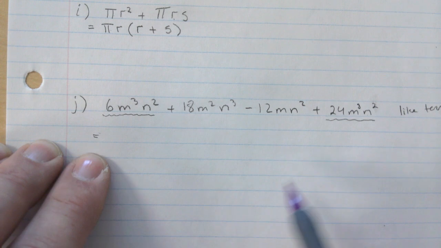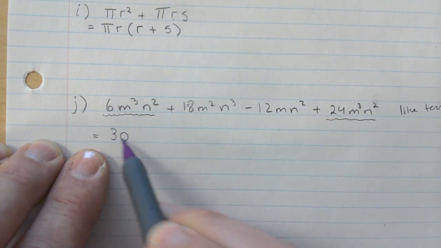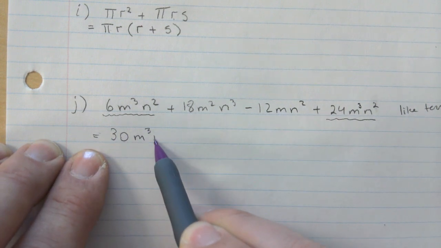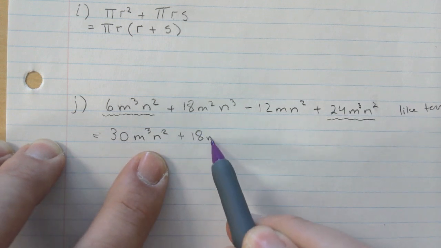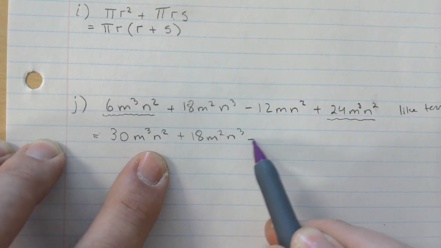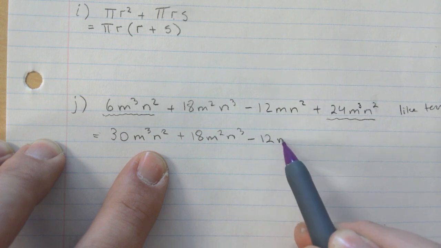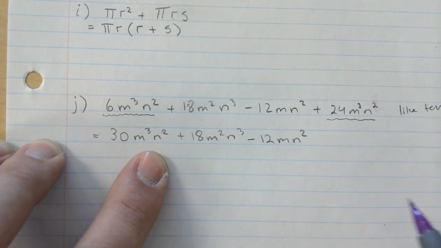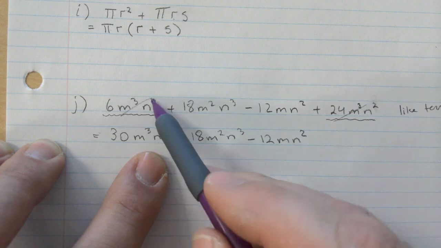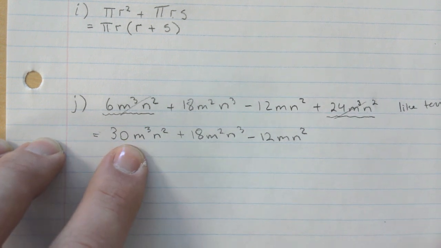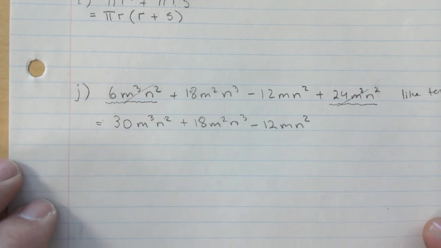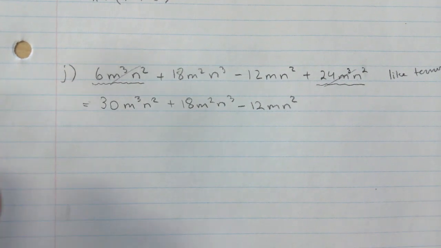So that's probably the first order of business. So you have 30m cubed n squared plus 18m squared n cubed minus 12mn squared. Okay, so you've kind of combined these two into just the 30 here. And now you can factor out.